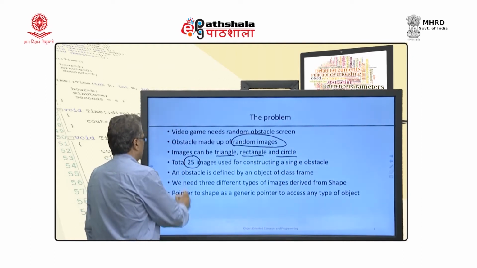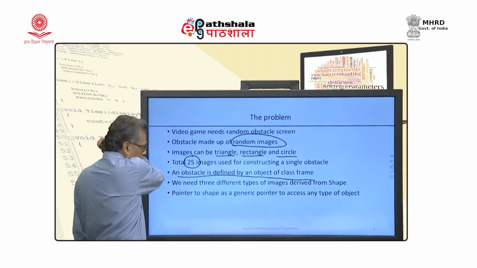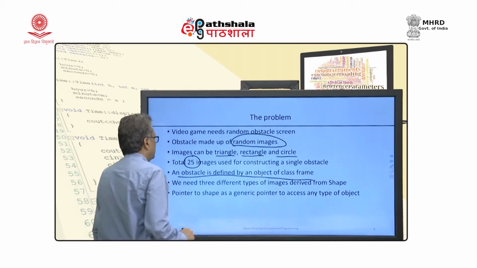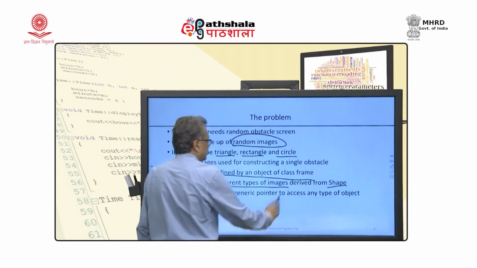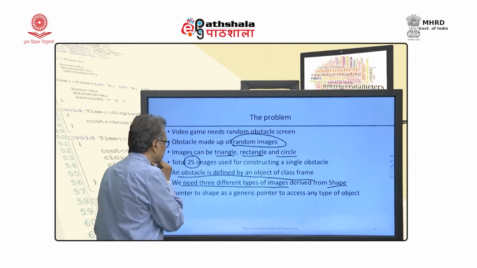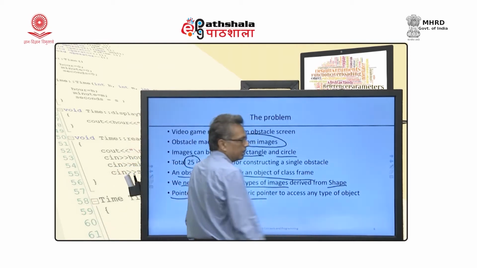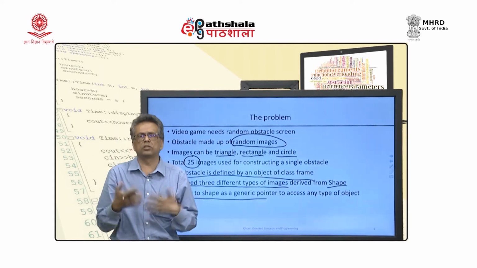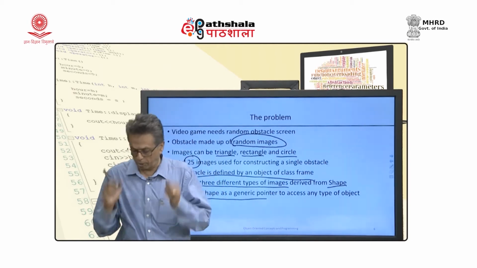Now, the obstacle is defined as an object of the class frame that we have already looked at, and we have a shape class, and from there we derive 3 different types of images: triangle, rectangle, and circle. We also use a pointer to shape as a generic pointer to point to any one of those 25 images, which can be of any different type. So, this is the problem.